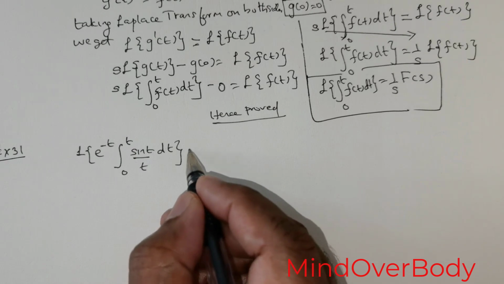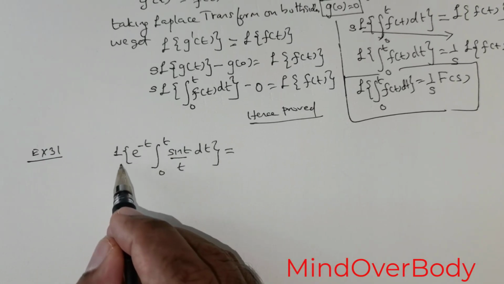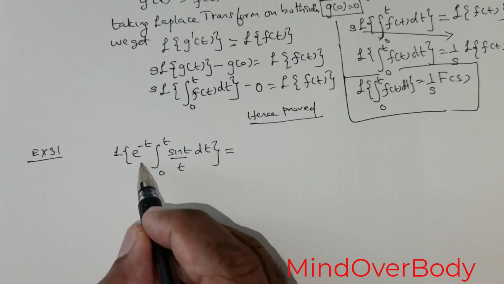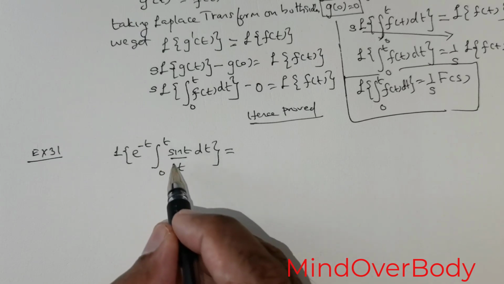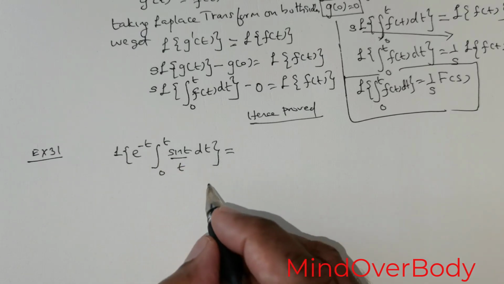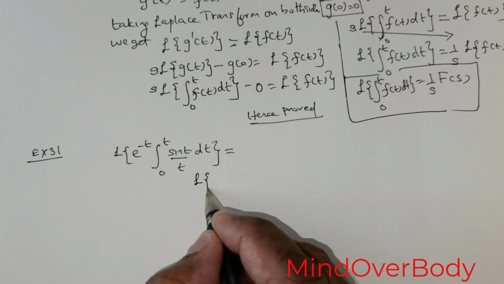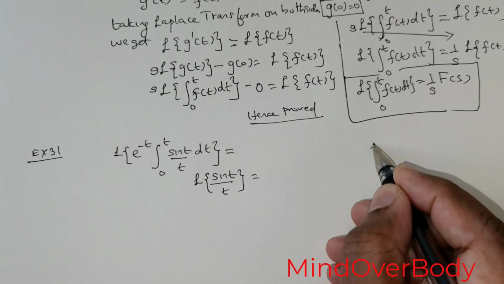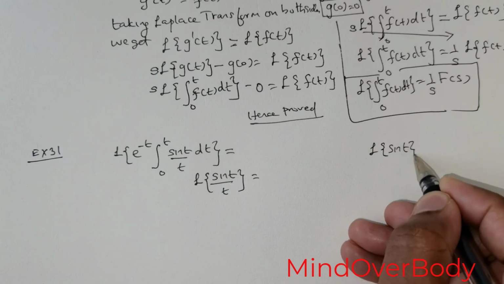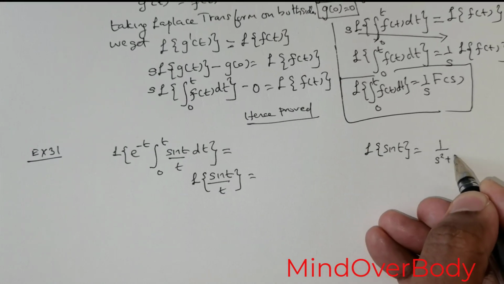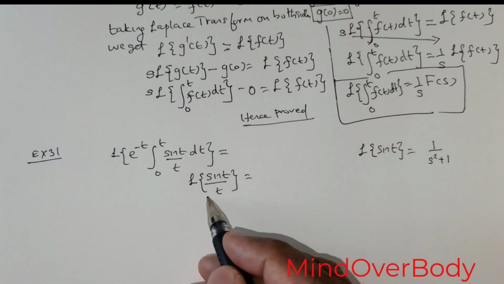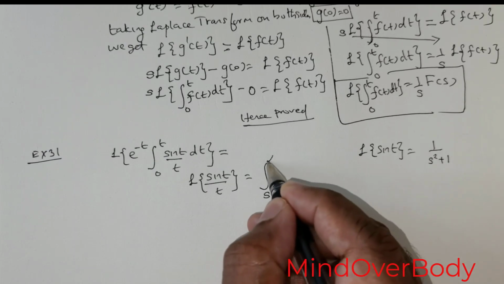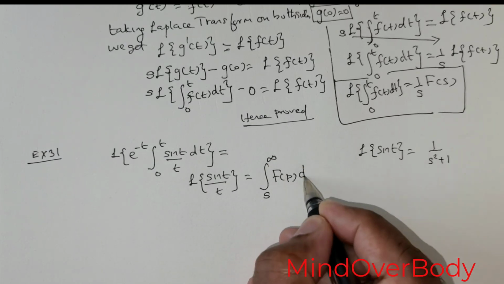Students, we are given this question. We are expected to evaluate, or I should say find, the Laplace transform of e raised to the power of negative t multiplied by the integral 0 to t sin t divided by t times dt. So foremost, what I wish to do is find the Laplace transform of sin t over t. Now I know that the Laplace transform of sin t is equal to 1 over s squared plus 1, and I also know that by definition this is going to be the integral s to infinity F of p times dp.